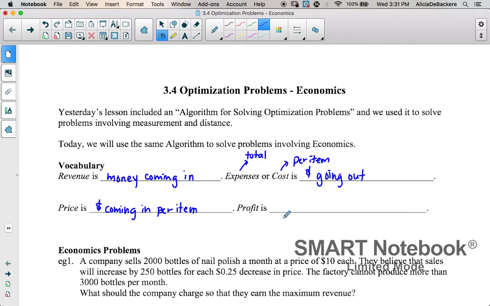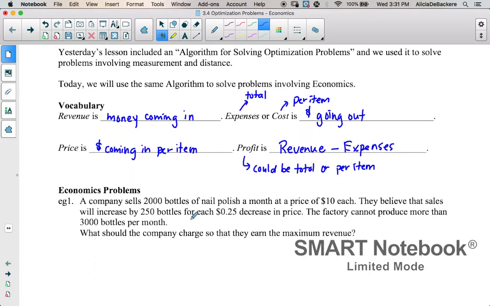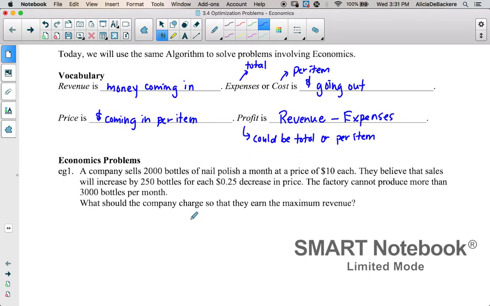Now, profit is going to be how much money I actually get to keep. So it's going to be that revenue amount, that's the total amount of money coming in, minus the expenses or the total cost. When we talk about profit, this could be total profit, or it could be per item. And if you're looking around on the internet, you're going to hear them sometimes talk about marginal costs and stuff like that. But in our course, we're going to just stick with these basic terms.